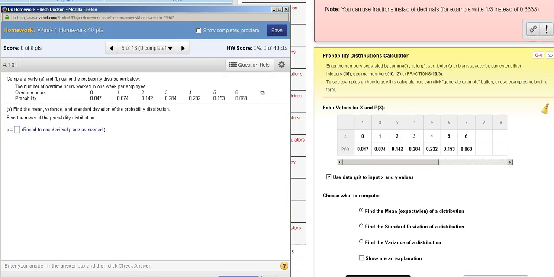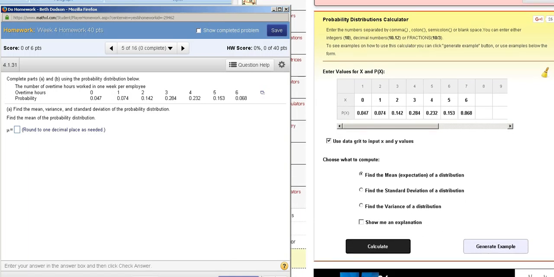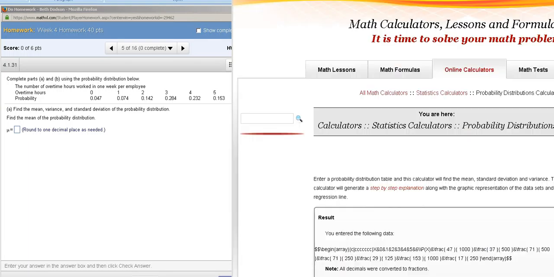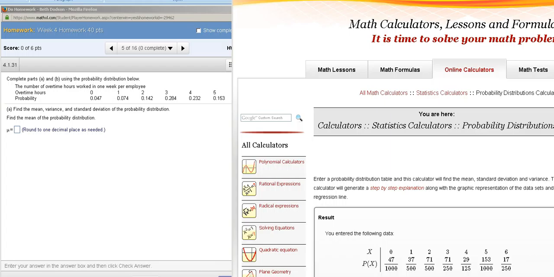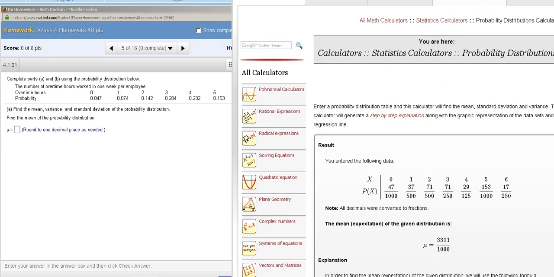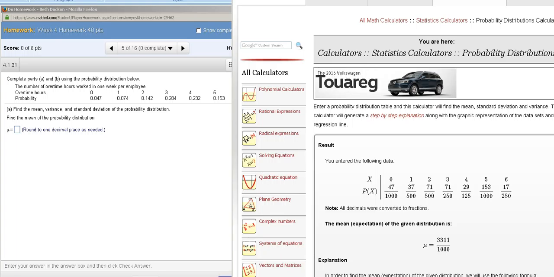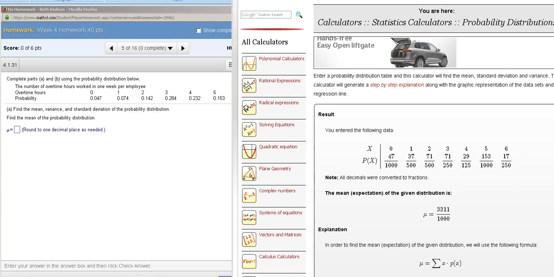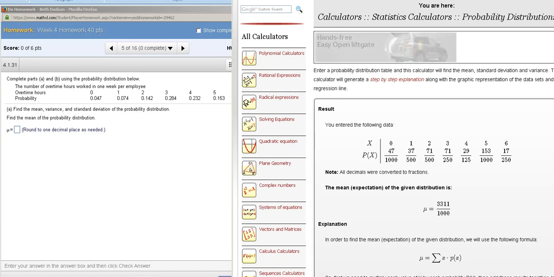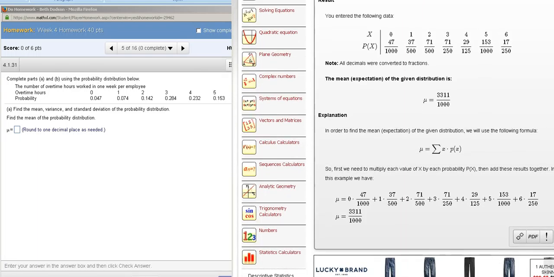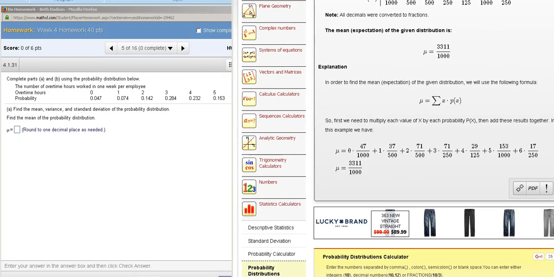All right, so then you're going to tell it to find the mean, standard deviation, and variance. Now, it doesn't do them all at once. You have to do them one at a time. You only have to enter your data once, but you have to find your values one at a time. So I'm going to start with the mean since that's what I want first. So I'm going to click Calculate, and it shows me the data that I entered. It does reconvert it into fraction form, so there it is. It puts it all up there for me, and it gives me my mean.